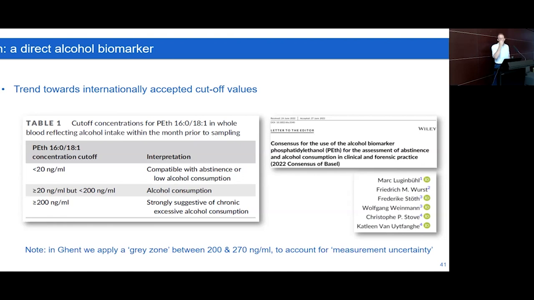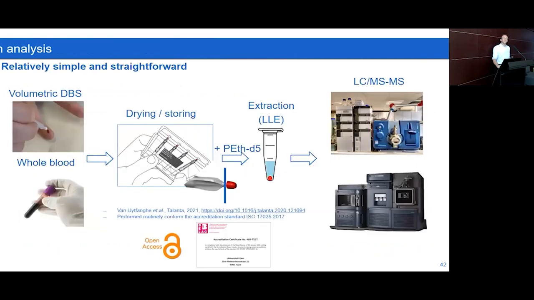In Ghent, we apply a cutoff of 270 also to account for measurement uncertainty, in order not to be confronted with discussions like someone with 201 is above the limit, while 199 is, oh, I'm fine, I'm a social drinker. So that's why we have this measurement uncertainty, in order not to have to deal with those discussions.